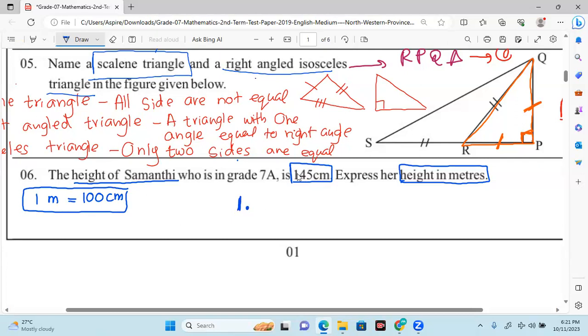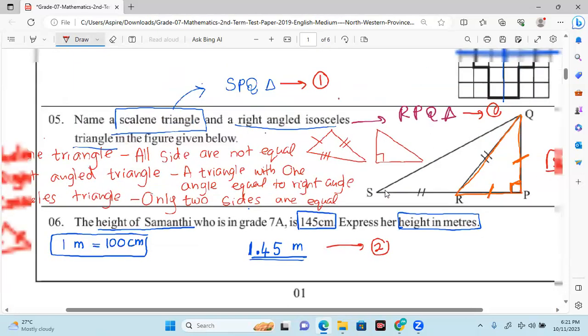We know that the remaining centimeters can be moved to the decimal. So it is 1.45 meters. Or otherwise, you can remember that to convert centimeters to meters, you have to divide the given centimeter value by 100. That is the way we obtain the answer. Here 2 marks are given if you have got the correct answer. Did you understand what we did up to the 6th one?